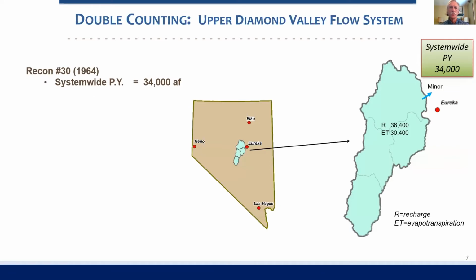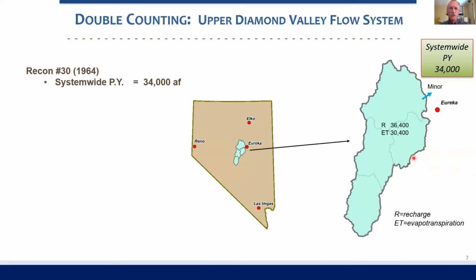So the first example is one I call double counting. This example occurs in the upper part of the Diamond Valley flow system. The area covers four different basins: southern and northern Monitor Valley, here and here, Kobe Valley, and Antelope Valley. So this area is located in central Nevada, just west of the town of Eureka, and these valleys were examined by Rush and Everett of the USGS back in the early 1960s.